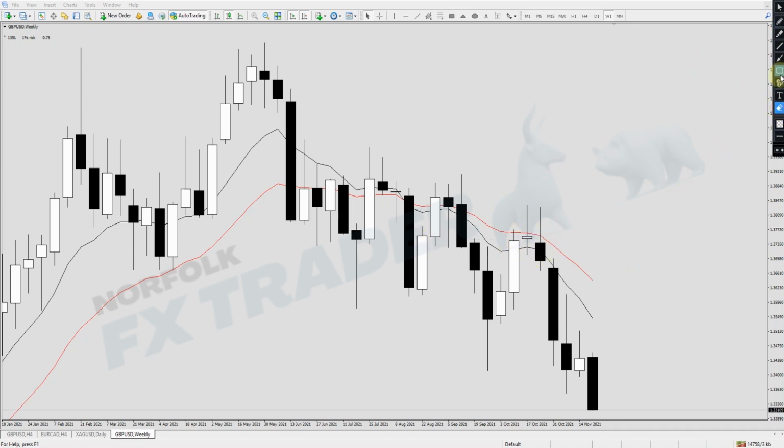Now to fine tune this area, we're going to drop down to a 4-hour time frame. So if we're using a weekly time frame, we're going to use a 4-hour time frame for our entry.